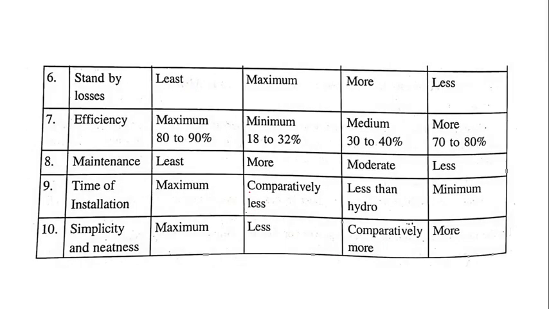Next we are going to talk about the standby losses. Standby losses are least in hydro, then maximum in thermal power plant, more in nuclear power plant, and very much less in diesel power plant.